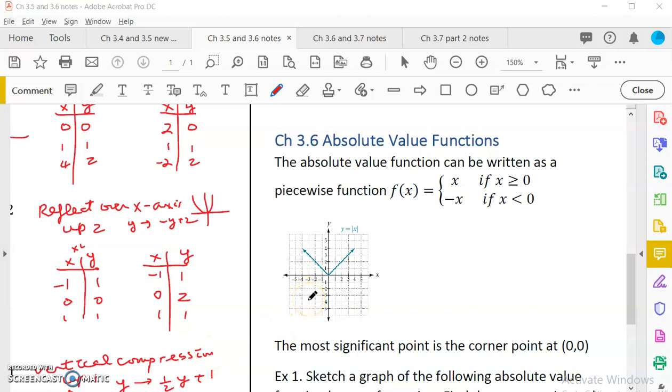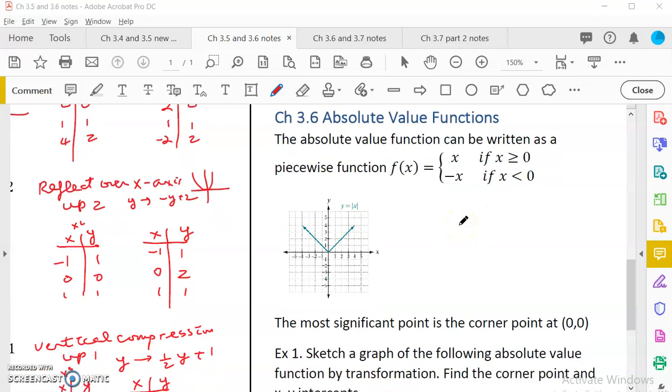We'll study absolute value functions in detail, including how to write them, how to graph them, what the x-intercept and y-intercept are, what some of the features of the absolute value function are, and the application of absolute value functions. First of all, everybody knows the absolute value function is written as f of x equals the absolute value of x. This is the parent function, and this is how it looks.